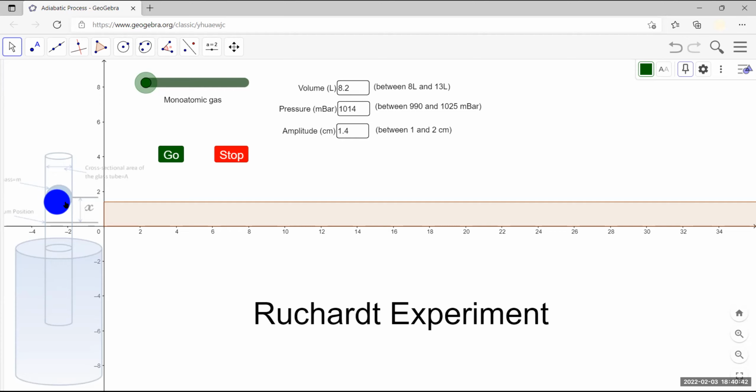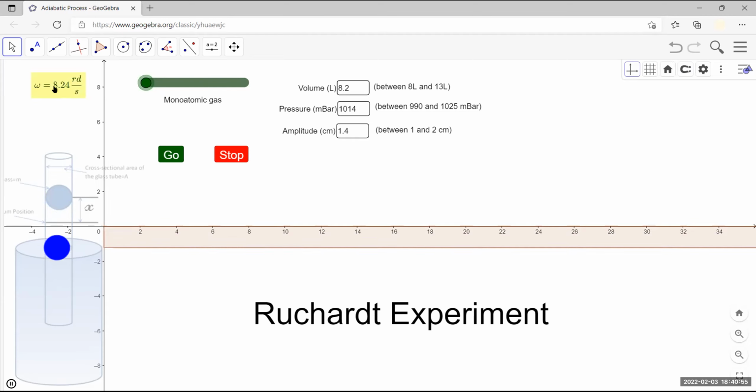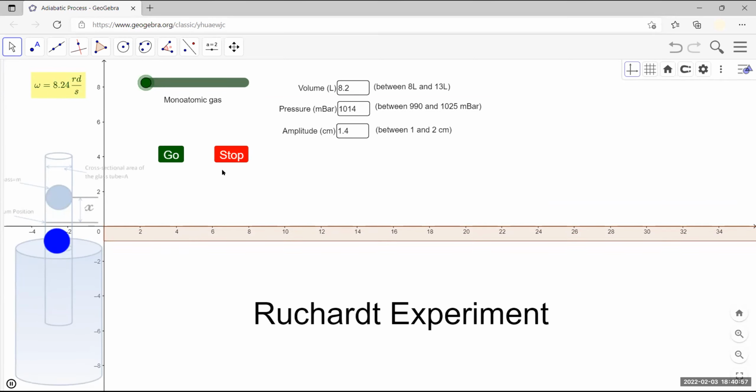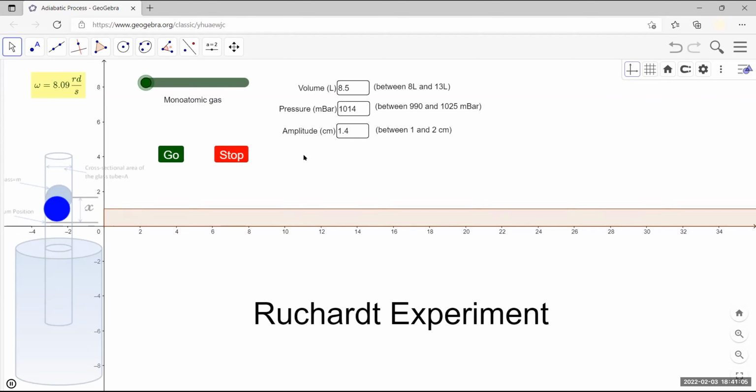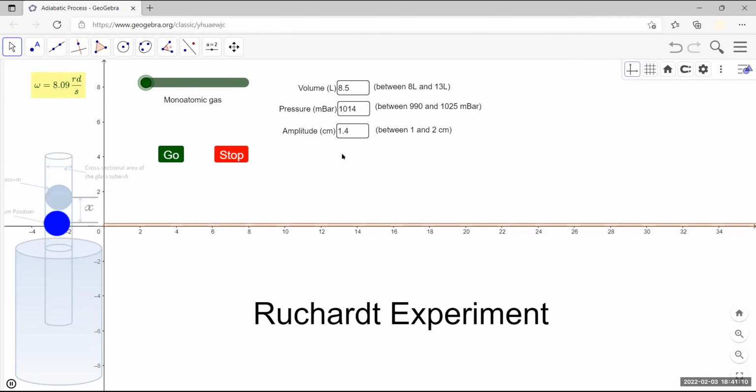The relation between omega, the angular frequency, or the period with gamma is how to find gamma. This is one of the earliest experiments that was done to find the value of gamma. So now I'm going to go, and it's going to give me omega. This is what omega for this number is. So this is trial 1, okay? If I change the volume, it gives me a different value for omega, and so on and so forth.